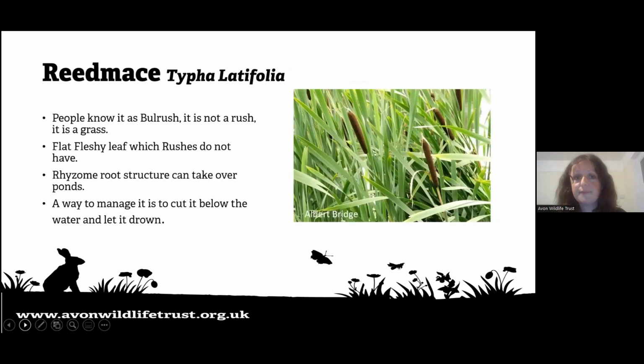Reed mace, Typha latifolia, is not actually a rush. People call it bulrush and it's not a rush. It is a grass. It has a flat, fleshy leaf, which rushes do not have. And the rhizome root structure can take over ponds. One method of eradicating it from ponds is if you cut it just below the water line, it will drown the grass, and that's how you manage it.